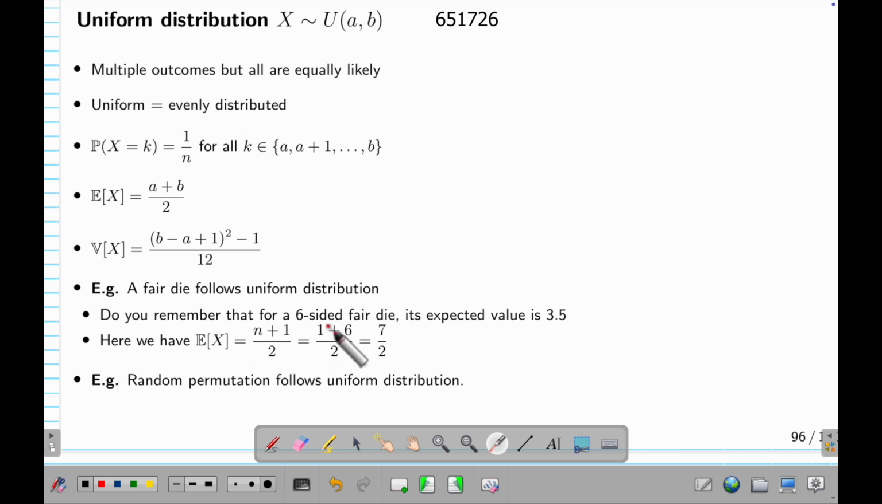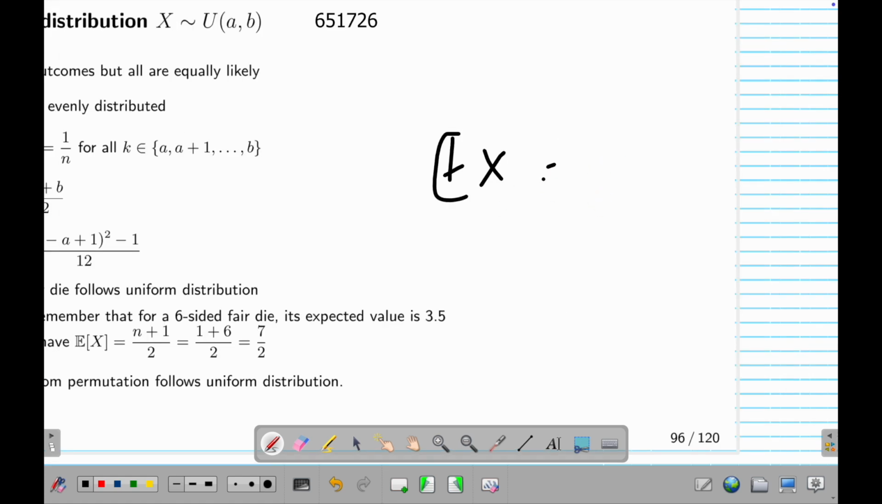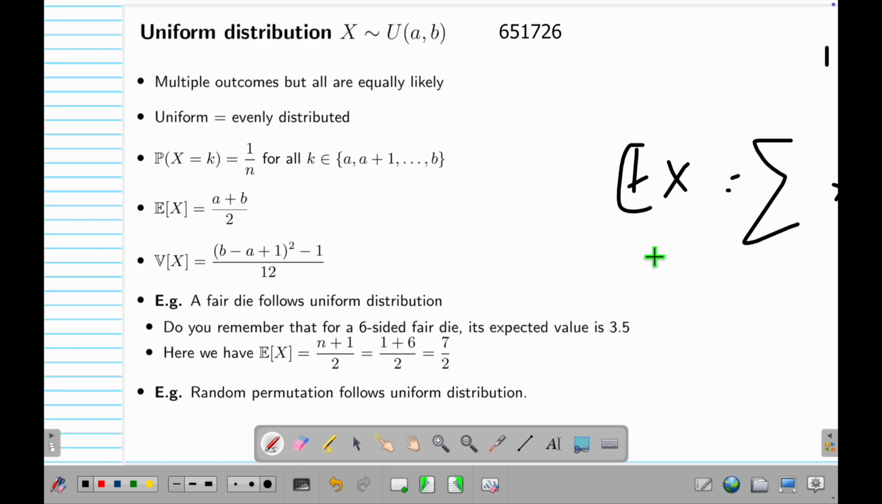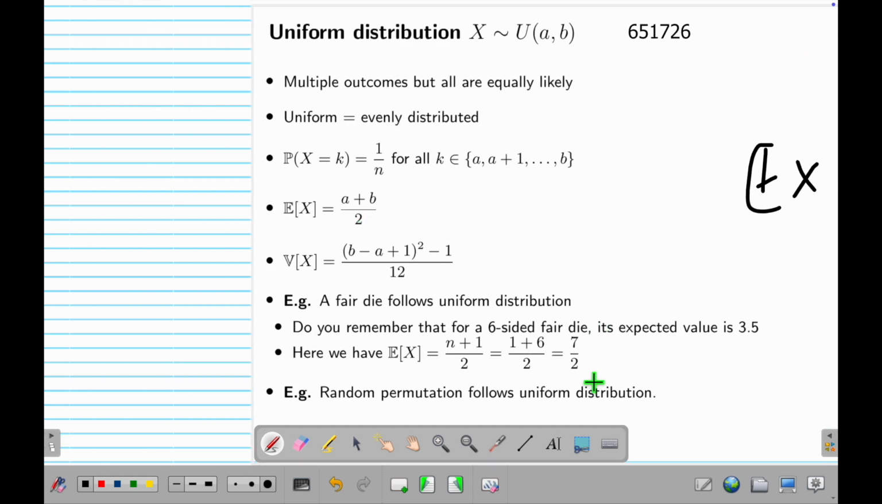So if I have a 6-sided die, what's the expected value? What is E of X? All the possible values of small x you can have, multiplied by the corresponding probability. So for a 6-sided die, what are these x? 1, 2, 3, 4, 5, 6. What is the p? All of them 1 over 6. So 1 times 1 over 6 plus 2 times 1 over 6, and so on until the end, you get 3.5. You do so many calculations, or you use this formula, it's the same.